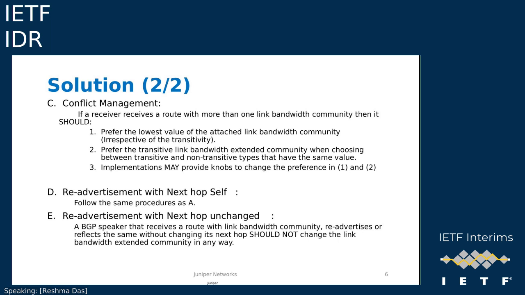Re-advertisement with next-hop-self follows the same procedures as the sender, and it follows any extended community. If we are not changing any extended community at import or during export, then whatever is attached on the active route should be sent. For re-advertisement with next-hop-unchanged, it should be the same, and we should not change anything on the link bandwidth community.